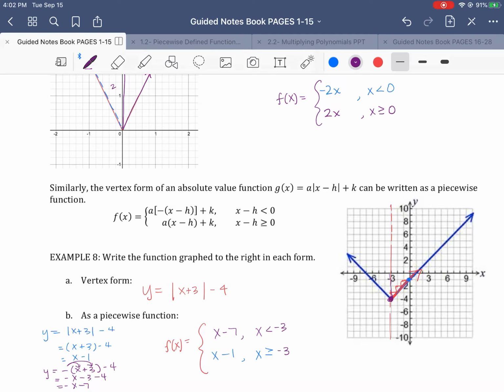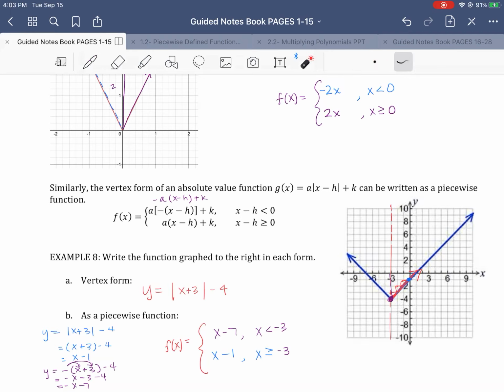So the way that it's written, if you look up at this formula, is just saying, notice there's a positive piece, and then there's a piece where we let the a value or the slope be negative. If I were writing this, I would probably write negative a and then x minus h plus k. It's the same thing, they just put the negative inside a bracket. So we're going to practice with that a little bit.